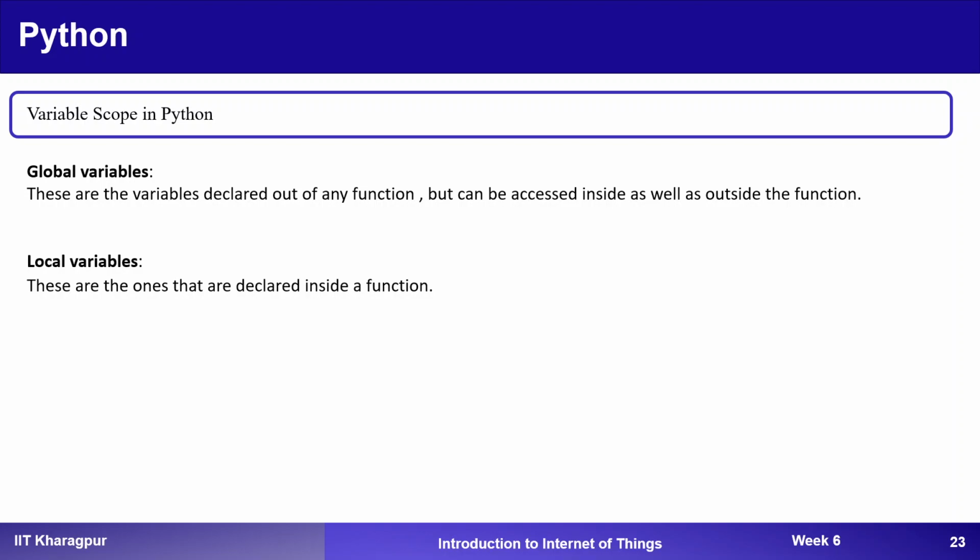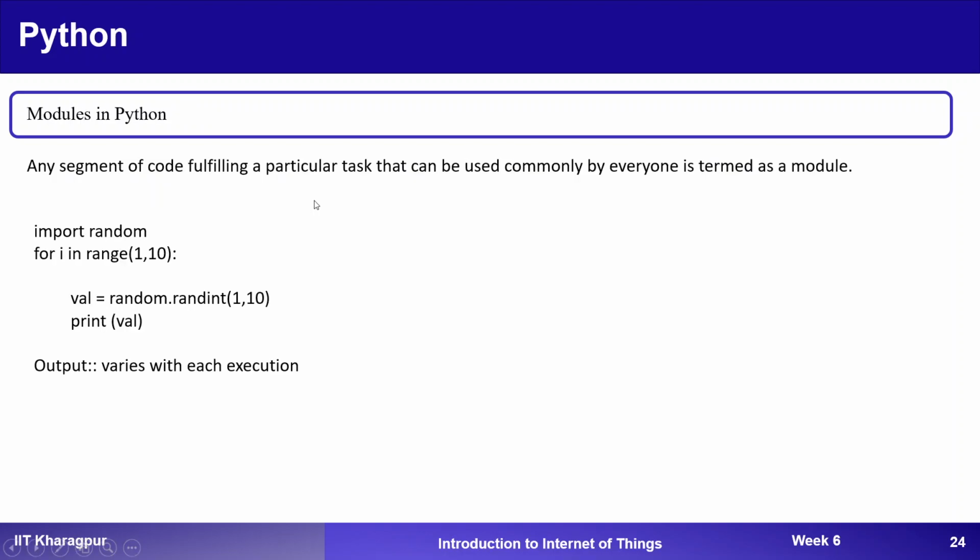Now modules in Python. Any segment of code fulfilling a particular task that can be used commonly by everyone is termed a module. For example, random. So this random is a module. In order to use this module, we have to first import this module, and further we can use this module as per our requirement.